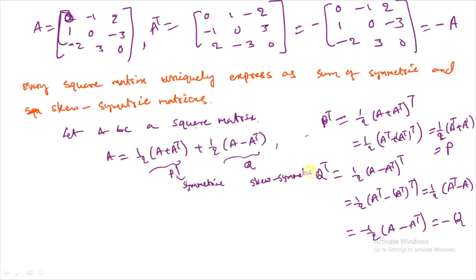That means a square matrix can be written as a sum of a symmetric and a skew symmetric matrix. This expression is unique. Suppose you take A equal to some R plus S. If you take R transpose, we get the same as itself, we get the same P. And S transpose also, we get the same itself, Q. That means every square matrix we can write as a sum of symmetric and skew symmetric matrices uniquely.